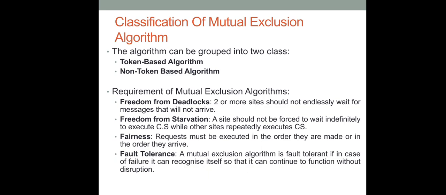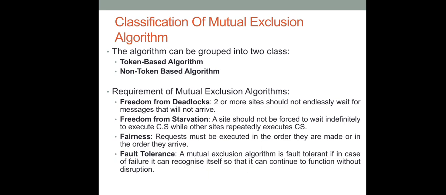So in this chapter we are going to see various types of algorithms. Some of them are token based and some of them are non-token based. Now the next topic is the requirement of a mutual exclusion algorithm. Presently there are n number of mutual exclusion algorithms that exist, but what is expected from any mutual exclusion algorithm is what we are going to see next.